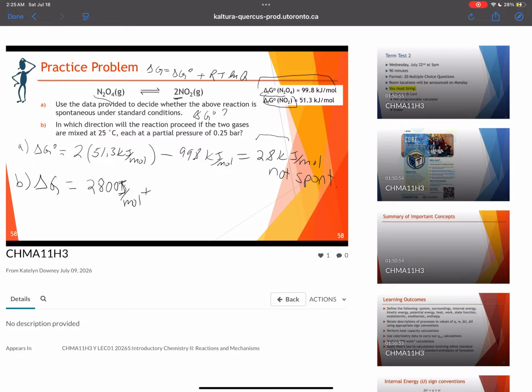And then plus RT ln Q. So what's R? We've got 8.314 joules per mole times Kelvin times my temperature. They gave us a temperature of 25 degrees Celsius, but remember that we are always going to be working in Kelvin. So this will be at 298 Kelvin, right? Just 25 plus 273 Kelvin, times ln Q.